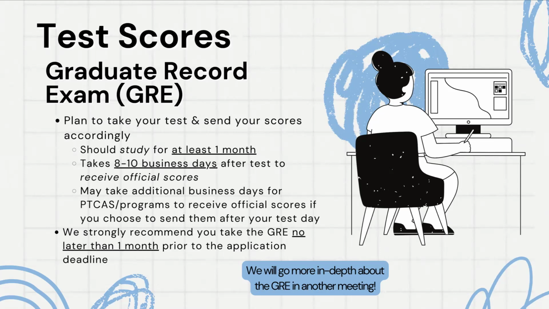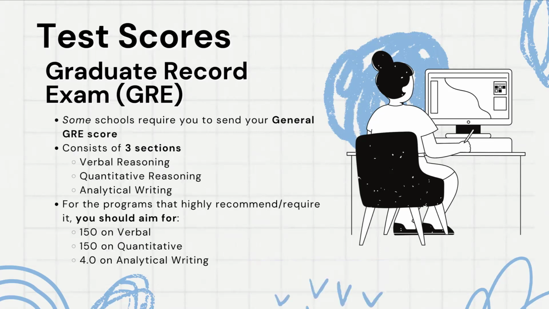The score you said to pass? 150, 150, and 4.0. And I think the scale goes from 130 to 170 for the verbal and quantitative, and then for the analytical, it's from 0 to 6.0 with 0.5s in between. So you can get a 0.5, a 1.5, and so on and so forth.